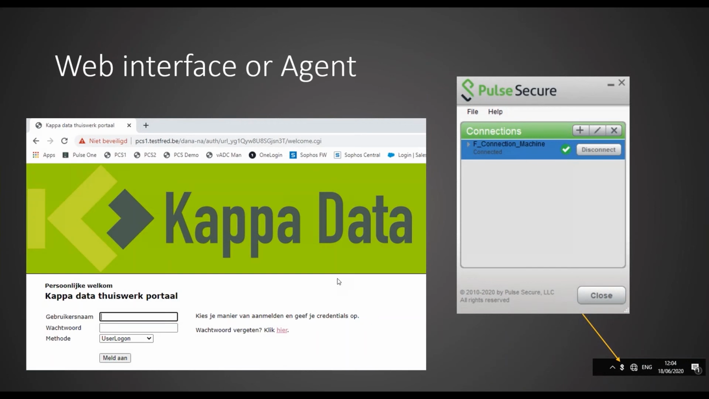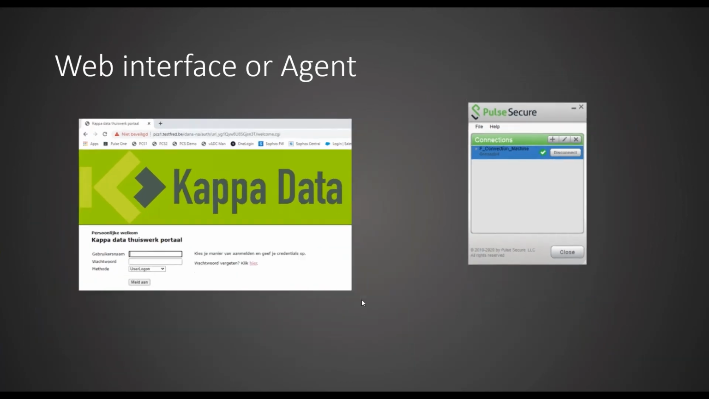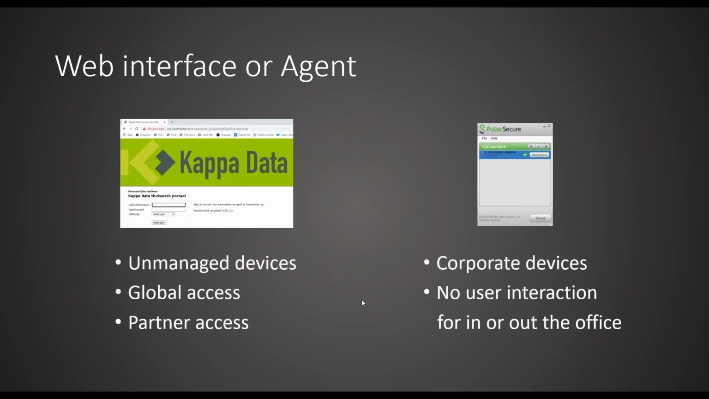Now, to take access in a traditional way to our applications, we have two different ways of doing that. On the left side, we have a web interface. On the right side, we have our agent that is installed on the computer. Now, why would we use which one? Well, the right one is actually clear. We will do that on corporate devices because we need to install something. So these are the managed devices.